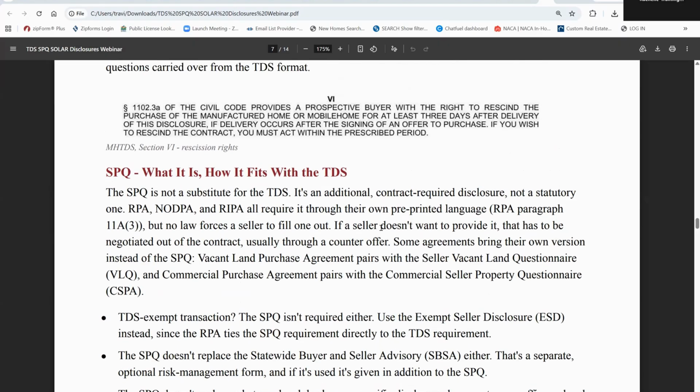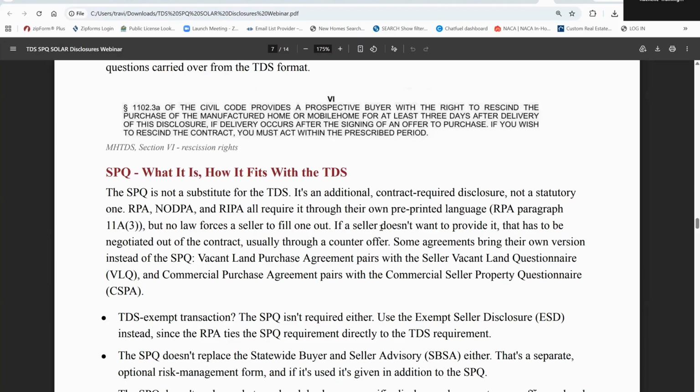So I don't know why you wouldn't want to provide the SPQ. I think, from a buyer's perspective, that could seem a little shady, trying to counter out that obligation. If you're on the listing side and for some reason, let's say that wasn't countered out, which truthfully I've never seen it countered out, and I hope I don't.